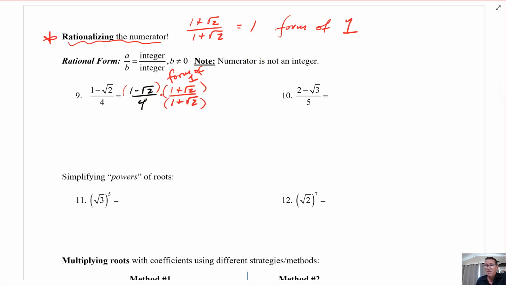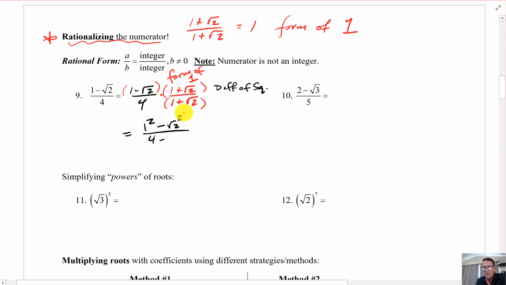That's all it is. So now up top is the difference of squares. This is a difference of squares again, and again it's a minus b times a plus b, so all you do is square both and subtract. So I square the 1 and square the root 2, and then 4 times 1 is 4, plus 4 rad 2. Obviously I just distribute right there, so I get 1 minus 2 divided by 4 plus 4 rad 2, which gives me negative 1 divided by 4 plus 4 rad 2.